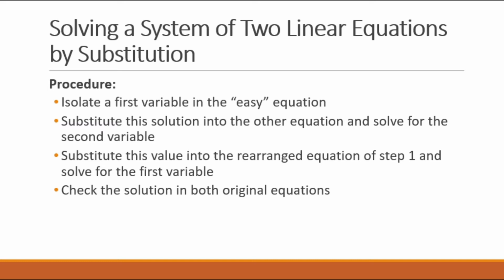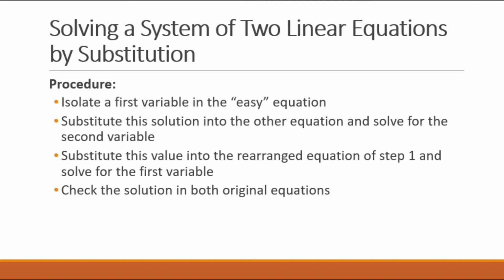We're going to look at two ways to solve the systems, substitution and elimination, and we'll start with substitution. So the procedure here is just a list of points. We're going to isolate either x or y. I don't care which one you do. And we're going to look for the easy equation to do that. So usually we're looking for an equation that already has x or y with a coefficient of 1, so a plain old x or a plain old y.